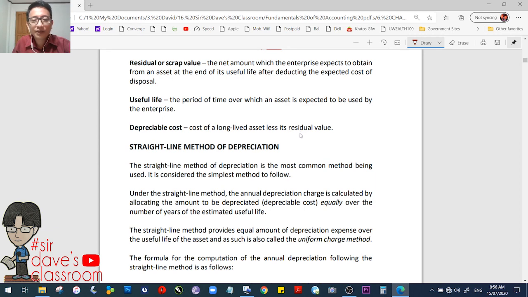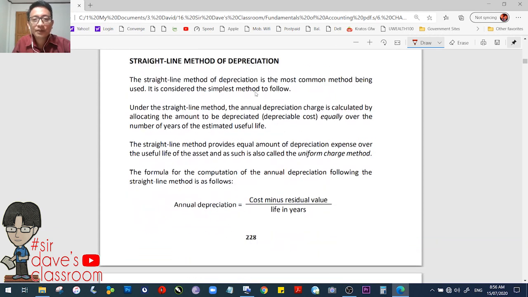Straight line method of depreciation. The straight line method of depreciation is the most common method being used. It is considered the simplest method to follow. Straight line method is also known as your uniform charge method. Why? Because the depreciation expenses computed all throughout the useful life of the asset are uniform.